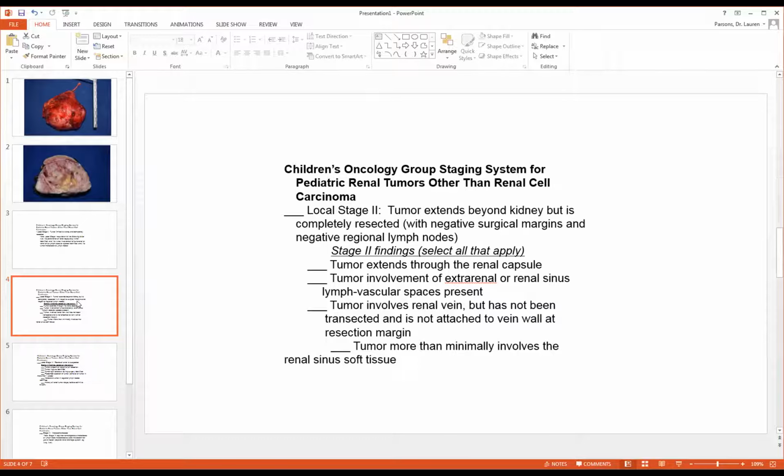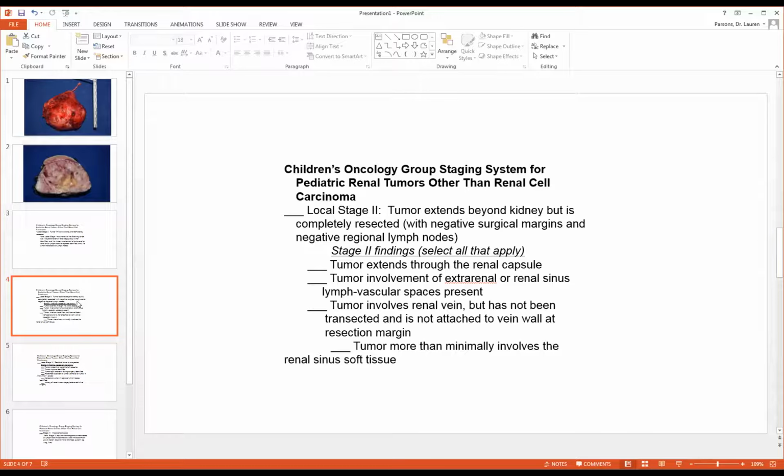It's not confined to the kidney anymore, but it has been completely resected. There are no positive margins, and all the lymph nodes are negative. So these are things that we can see under the microscope, and usually a stage 2 designation is a microscopic finding. Tumor that is extending through the renal capsule, so super important.